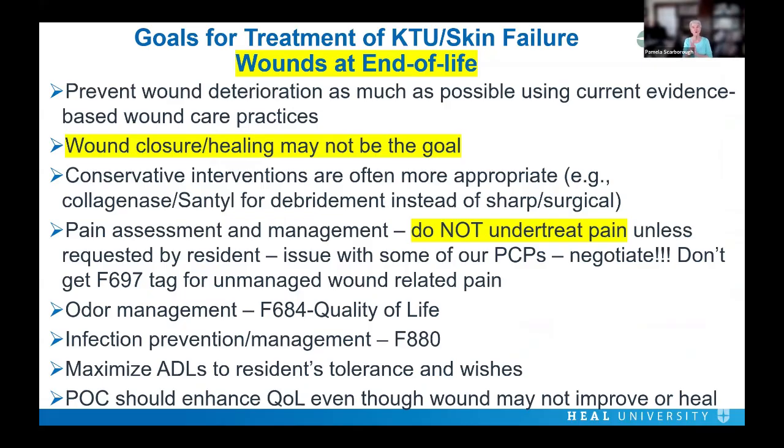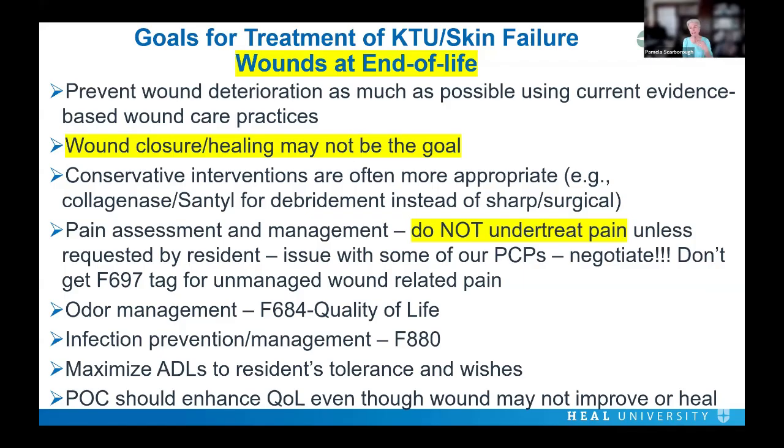Don't write wound closure. Don't write wound healing when somebody's in multi-organ failure. You're going to be very, very careful with what you write related to healing when they're in multi-organ failure, when they're on hospice, when they're on palliative care. We have conservative interventions that are often more appropriate, such as collagenase, maybe for debridement.